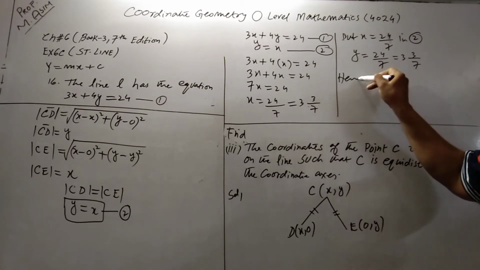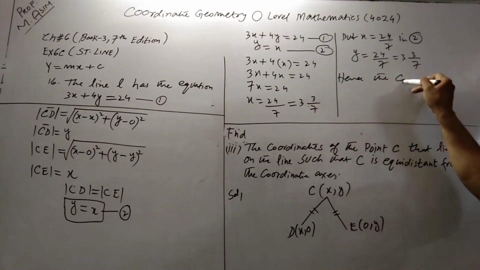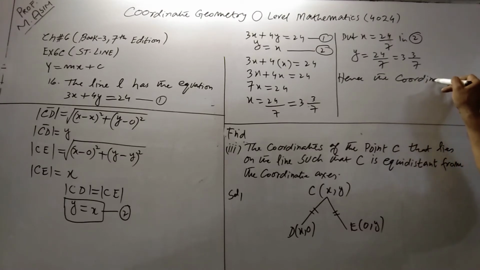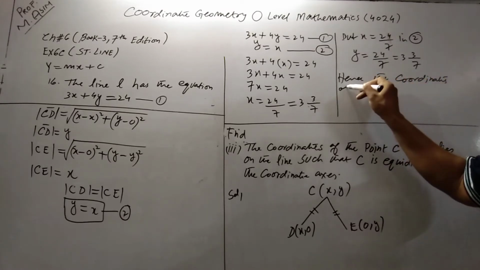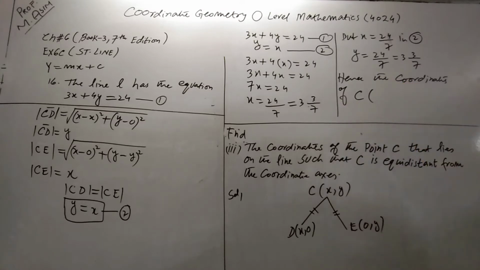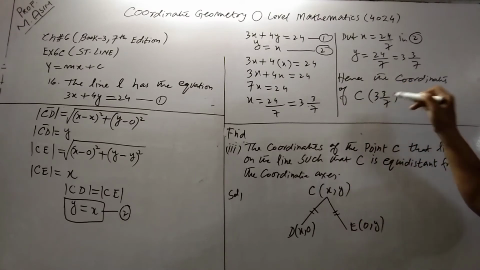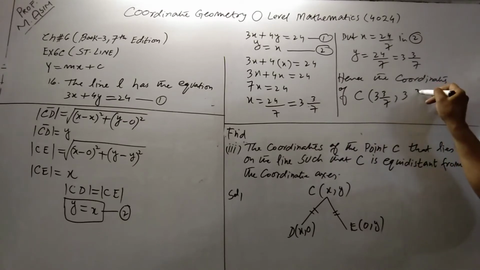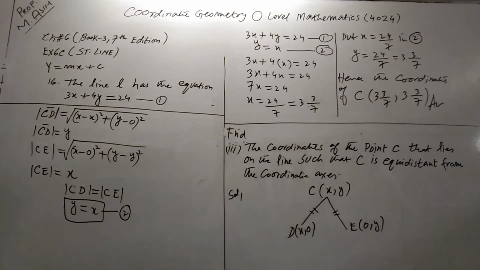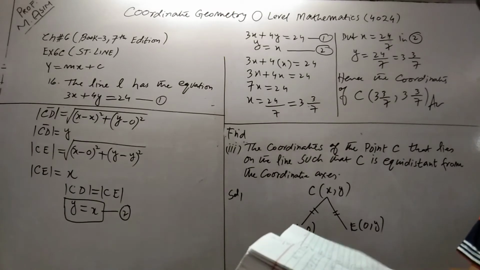Hence the coordinates of C are 3 whole 3 upon 7 comma 3 whole 3 upon 7. Answer. I hope you understand this part. Very interesting part. Is there any part of this question remaining or not?